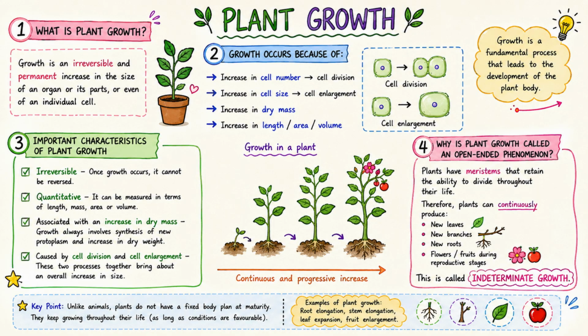Plant growth is a permanent and irreversible increase in a plant's size, caused mainly by cell division and cell enlargement. Why is it called open-ended? Because plants have meristems that keep dividing throughout life, allowing continuous formation of new roots, shoots and leaves. This is called indeterminate growth.